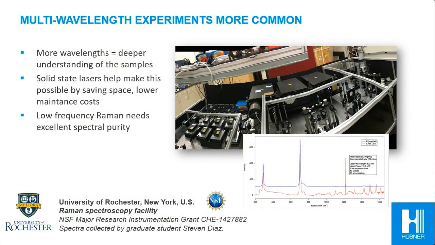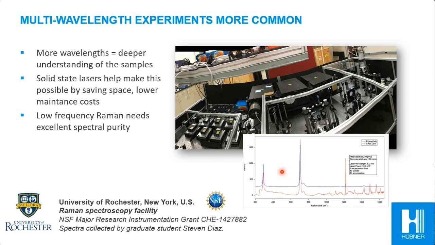An example of this trend is shown here from the Raman facility at the University of Rochester in New York, where as many as 8 small solid-state lasers are used in their multi-wavelength Raman setup. And in many cases, when Raman spectroscopy is used for material research, it is valuable to use many wavelengths in the experiments to gain a deeper understanding of the material under investigation. Replacing gas lasers with solid-state laser alternatives saves space and lowers maintenance costs. And in this particular experiment, they were studying low-frequency Raman shifts, so they really needed excellent spectral purity of the lasers.